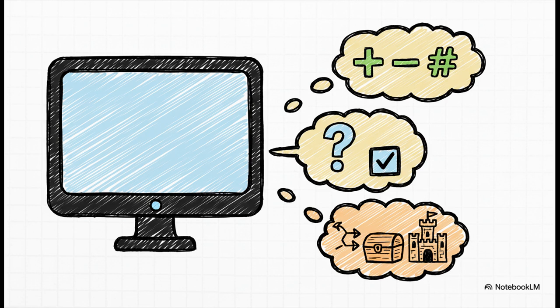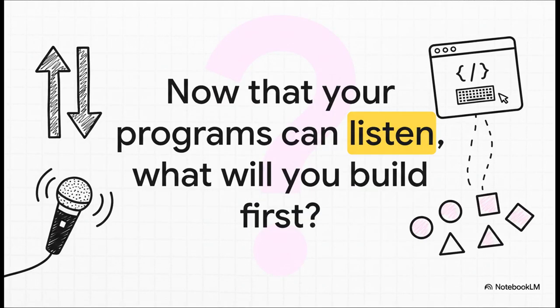A little survey that asks questions and records the answers. You could even build the start of a text-based adventure game. Your programs are no longer just a monologue. They can finally have a real dialogue. You've officially turned a one-way street into a two-way conversation. You've given your code the ability to listen. So the only question left is, what are you going to build first?